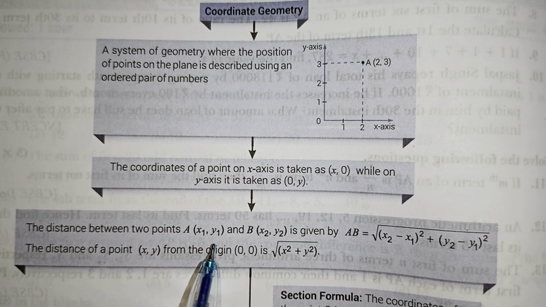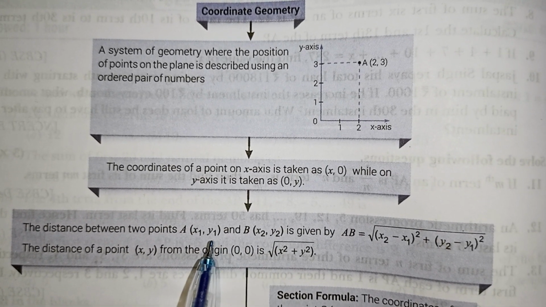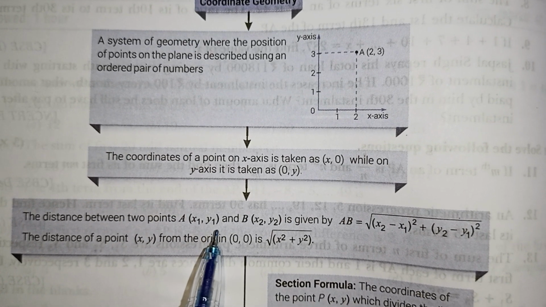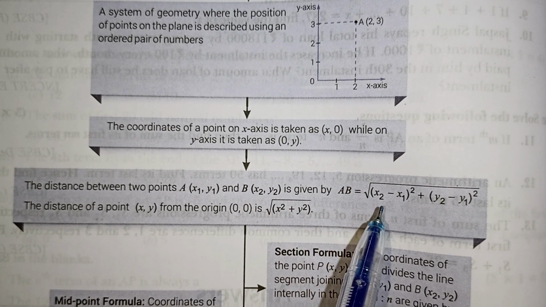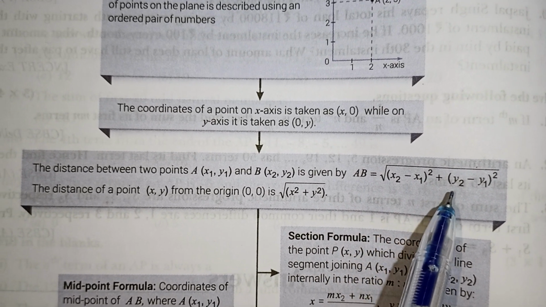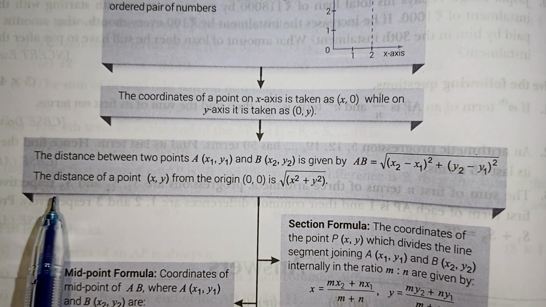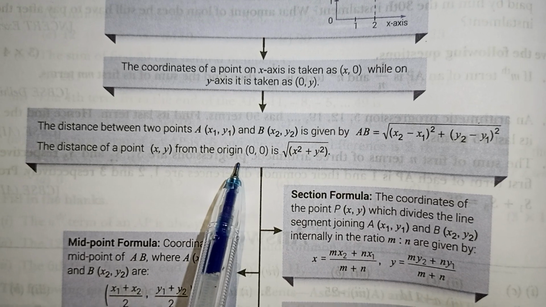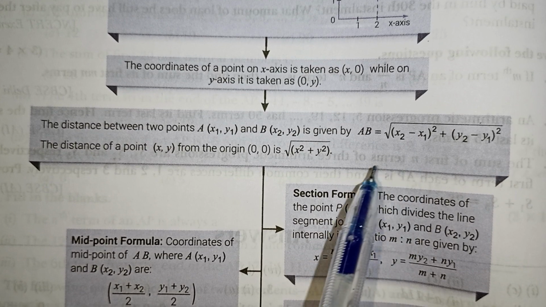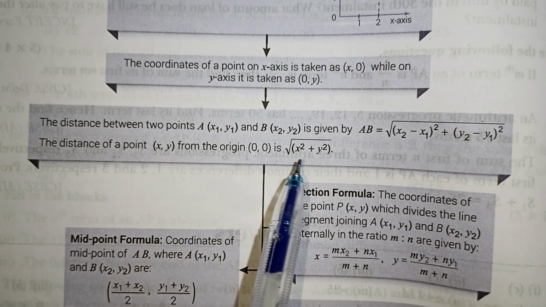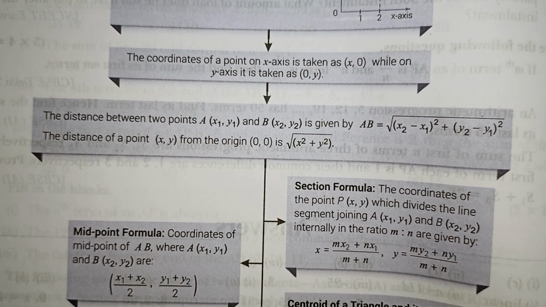The distance between any two points: for example, two points are given, you need to find the distance between them. The first point we denote as x1, y1. The second point we denote as x2, y2. Then the distance will be root of (x2 minus x1) the whole square plus (y2 minus y1) the whole square. Suppose in your question they ask you to find the distance from the origin. Origin means one point should be taken as 0 comma 0. So the same formula can be rewritten as root of x squared plus y squared, where x and y are the given point. Now we'll move on to the next formula.